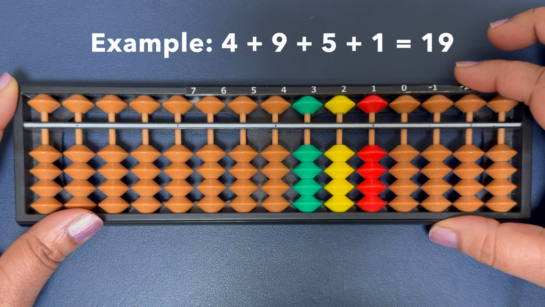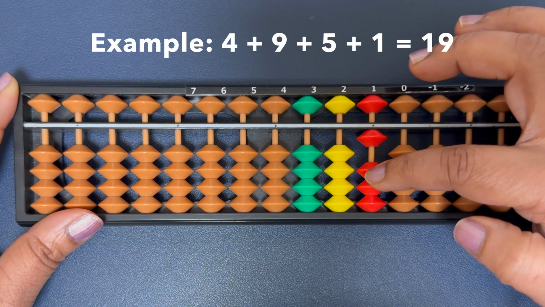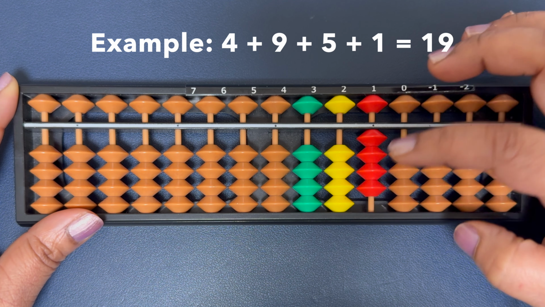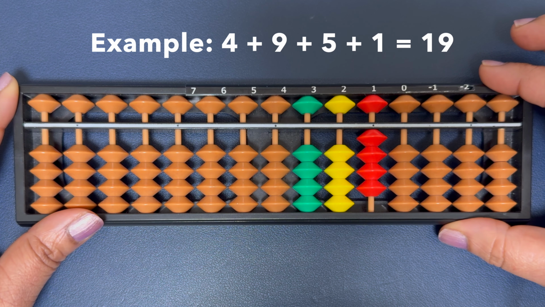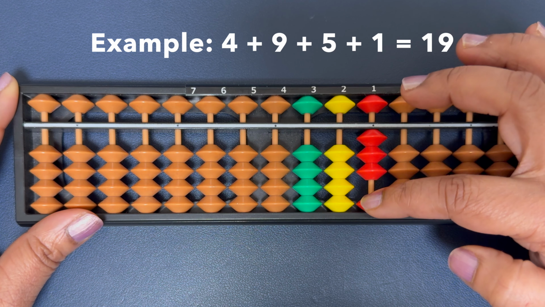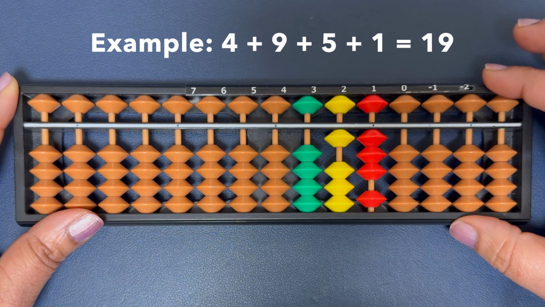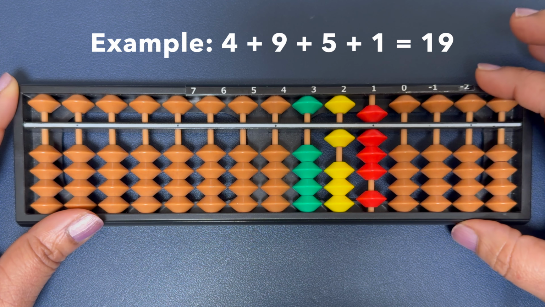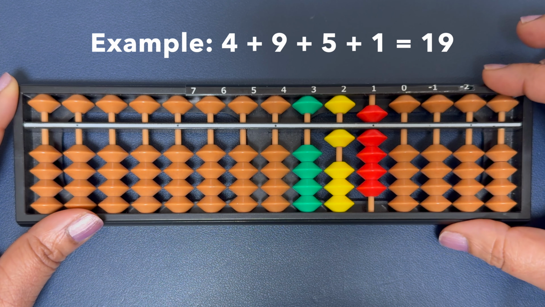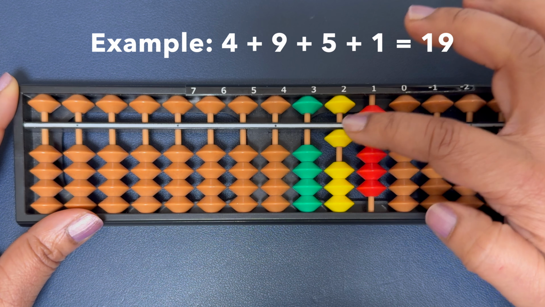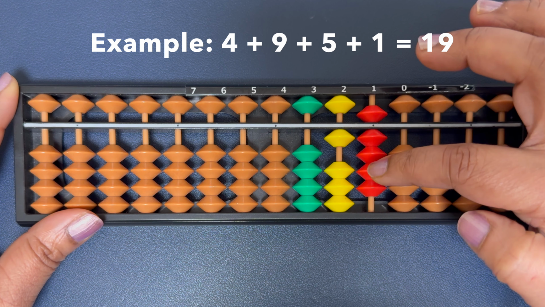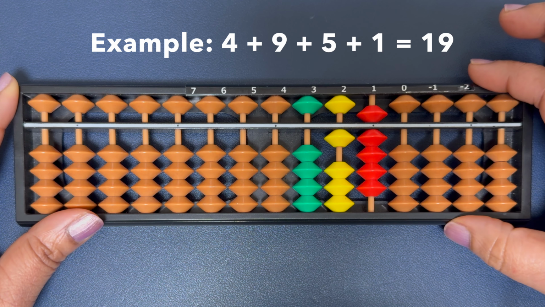Next, 4 plus 9 plus 5 plus 1. First add 4, 1, 2, 3, 4. Add 9, for 9, take 1, add 10, plus 5, plus 1. Let's count 10, 15, 16, 17, 18, 19. Answer is 19.